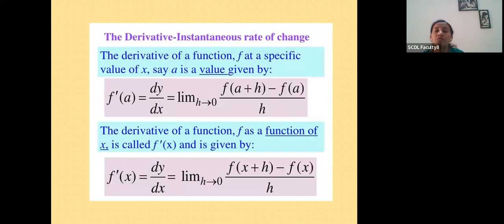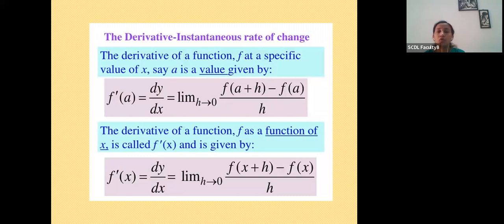The derivative of a function f as a function of x is called f dash of x and is given by f dash of x is equal to dy by dx is equal to the limit of f of x plus h minus f of x upon h, as h approaches 0.